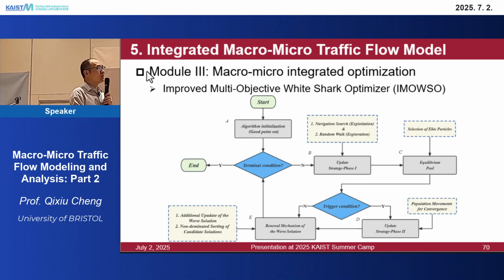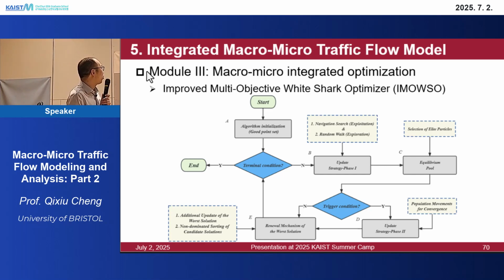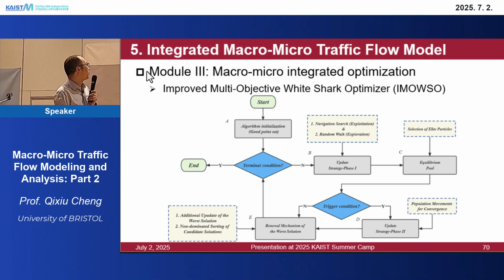This is the multi-objective optimization. So we propose an improved multi-objective Y-shaped optimizer approach. We call it improved because we set some new properties. For example, the good point set, the additional update for the worst solution. We add some rules to improve the original model, and we will compare the results between the MOWSO and IMOWSO.